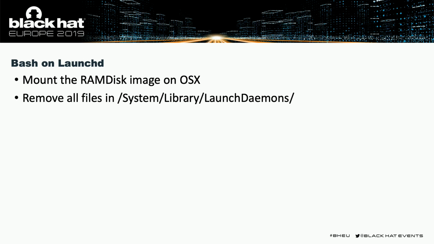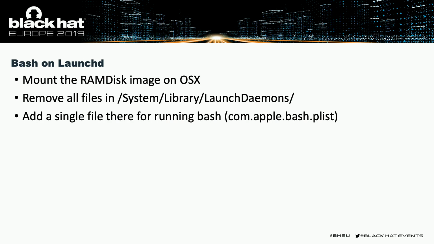And we removed all the files from the launch daemons directory. Now, each one of the files in this directory is responsible for instructing launchd to execute a different process, daemon, or service on the iOS system. And we wanted to just execute the bash shell without interference. We didn't want anything else to interfere, and we wanted to just execute bash. So we removed all the files that existed in this directory. And we added a single file to this directory, a file that instructs launchd to execute our bash shell.